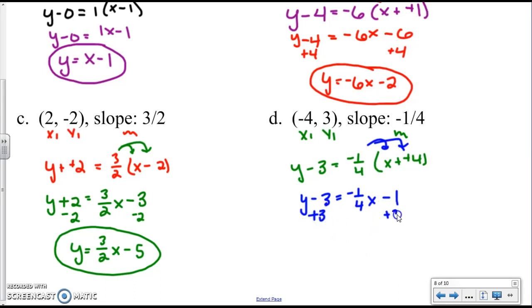And then add 3 to both sides. So negative 1 plus 3 is positive 2. Okay, and that's it. Just combining example 1 and example 2 together.